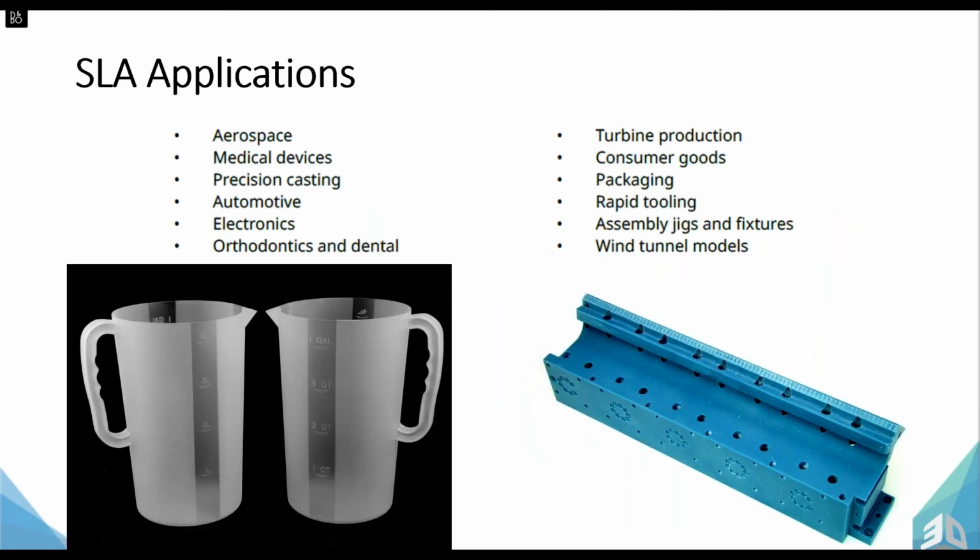So for the SLA printers, 3D Systems has over 10 different material options. And paired with those large build volumes, the number of applications possible is really, honestly, quite overwhelming. We see it everywhere from aerospace, automotive, electronics, packaging, consumer goods, you name it.